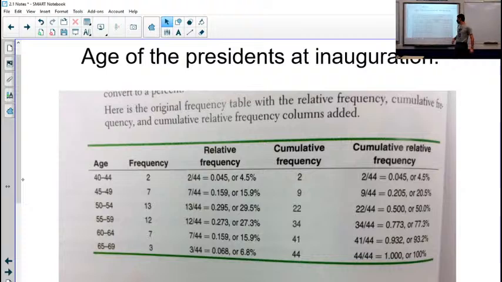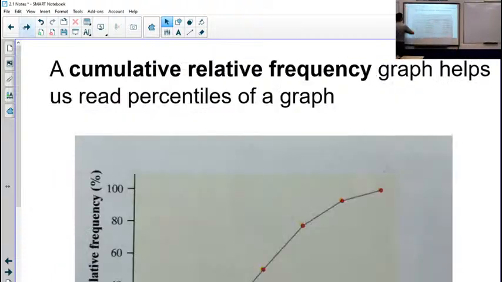So 41, 44. Reagan was also up here. He was also old at inauguration, in case you're curious.